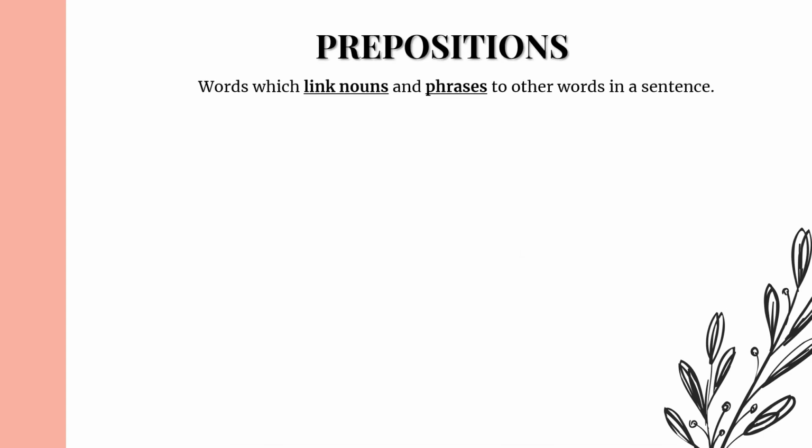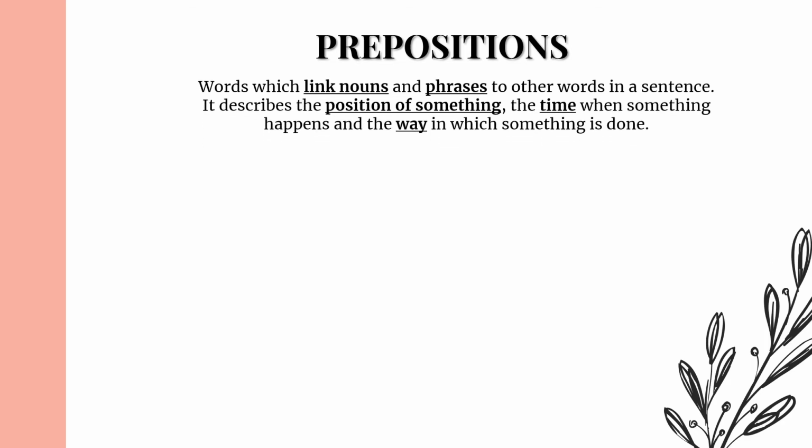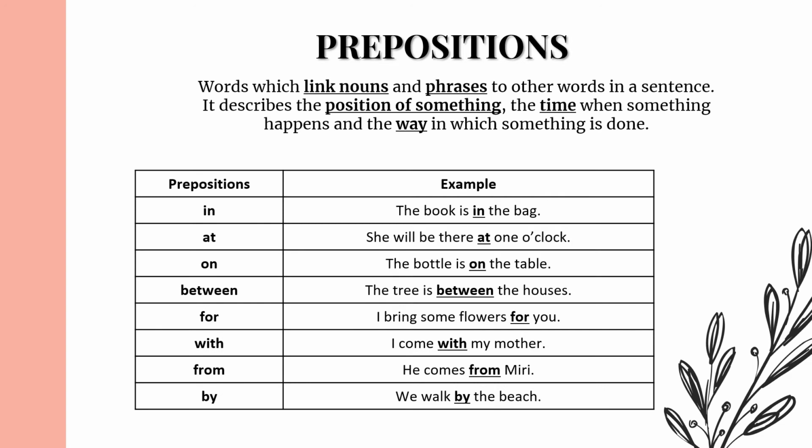Prepositions. A preposition is a word which links nouns and phrases to other words in a sentence. It describes the position of something, the time when something happens, and the way in which something is done. Look at the table here. The first one is in. The book is in the bag.